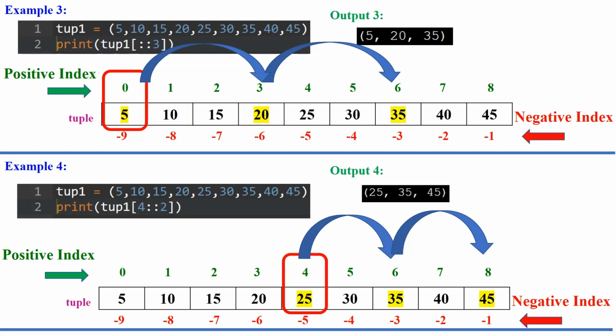Now, look at example 4. In this example, we use tuple slicing with a step of 2 to extract elements from index 4 to the end of the tuple. Now, look at the second picture. The slice 4::2 includes elements starting from index 4 and up to the end of the tuple in steps of 2. Therefore, the resulting slice is printed as a tuple containing the element 25 at index 4, element 35 at index 6, and element 45 at index 8. You can check the output on the console.